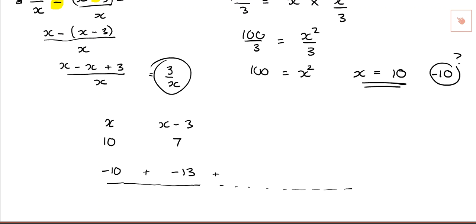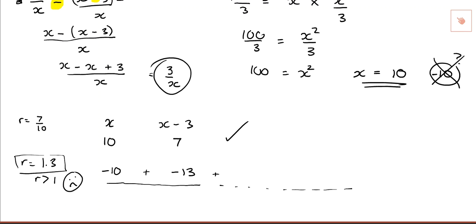Because if we were to do x minus 3 over x, in this case r is 7 over 10. And this negative one, r is 1.3. So it's not right. This one, why is it going to work? r is greater than 1. So we can't do that one. So this one, I'm good with. So no, negative 10 is not a possible option.